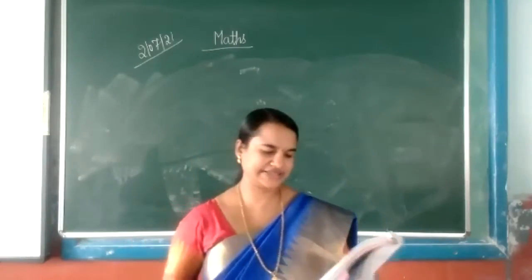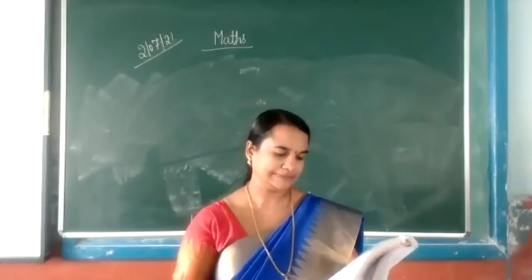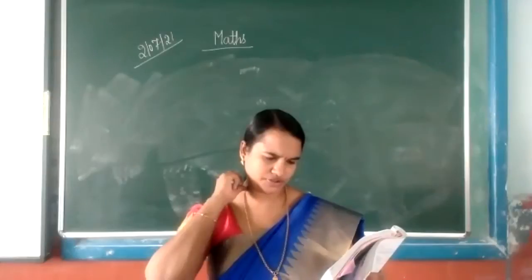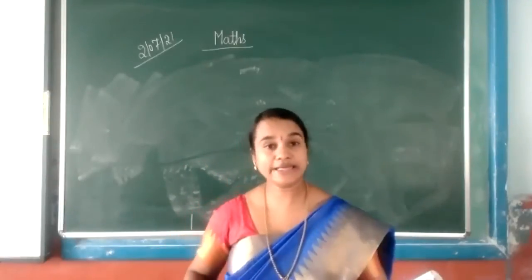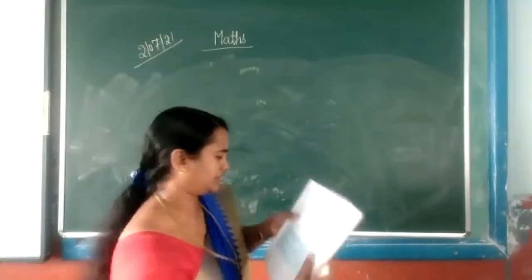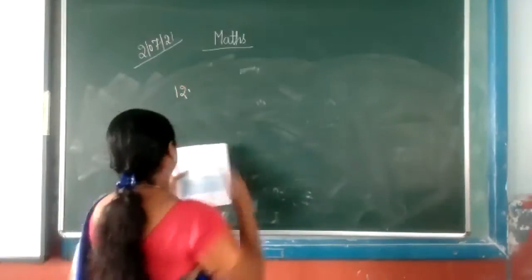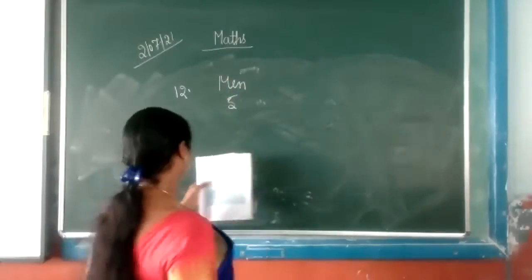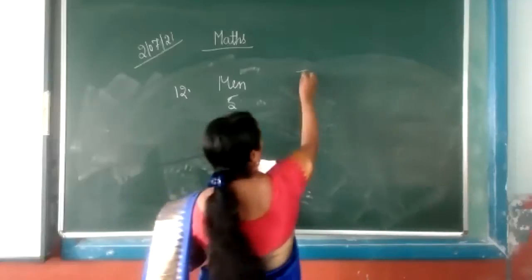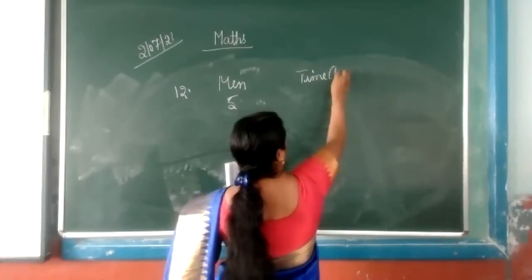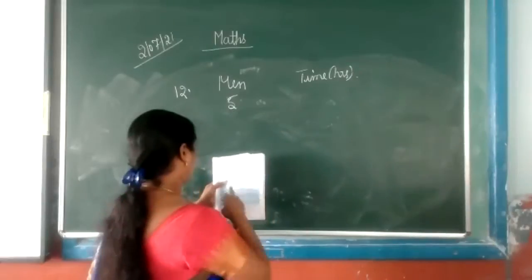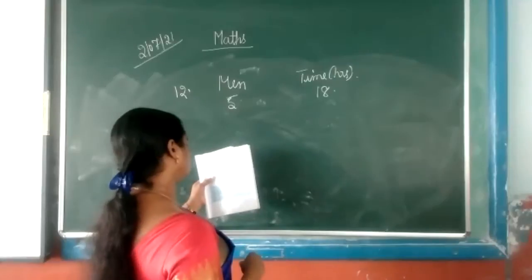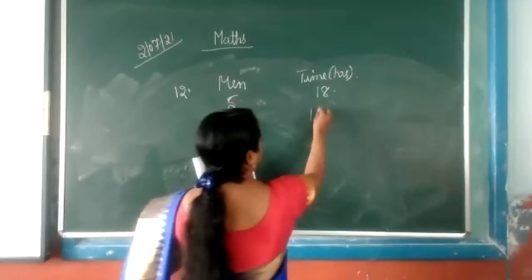Now the 11th one also you have to do the same way. So that will be the homework. Now the 12th, 5 men. Okay, this is indirect variation. So next question I will solve. Now question number 12. So we will write it here: men, 5 men; hours, that is time. 5 men can paint the hall in 18 hours. How many men are required to paint in 10 hours?